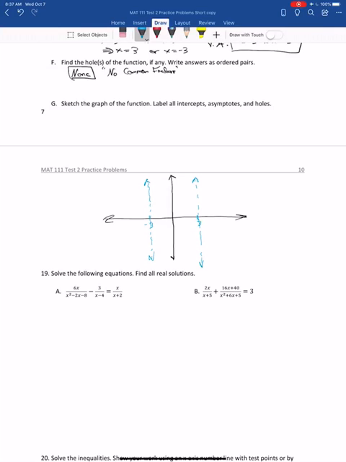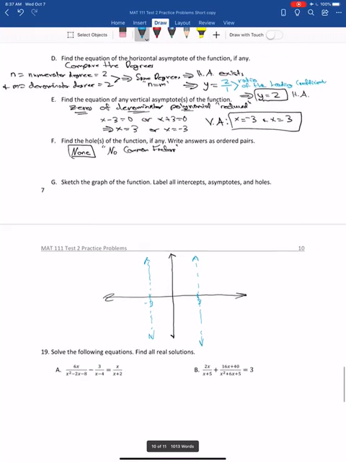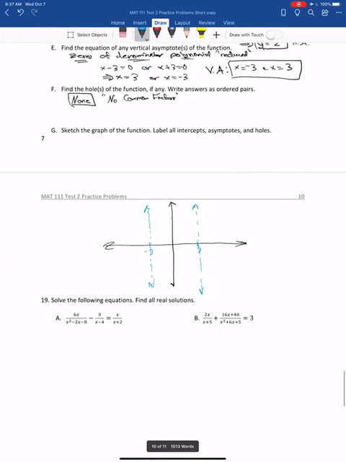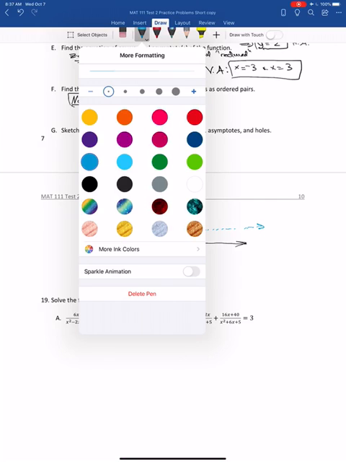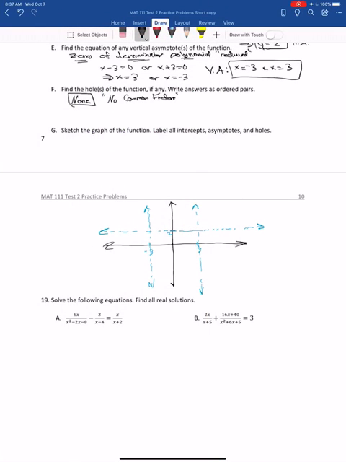Now, let's go ahead and draw in the horizontal asymptote. The horizontal asymptote was at y equal 2. So at 2 on the y-axis, we'll draw in the horizontal. And as far as intercepts go, we only found one intercept, and that was the point 0, 0. So we'll plot that one point that we have. We know the graph passed through that point. And that's the only point that we found.